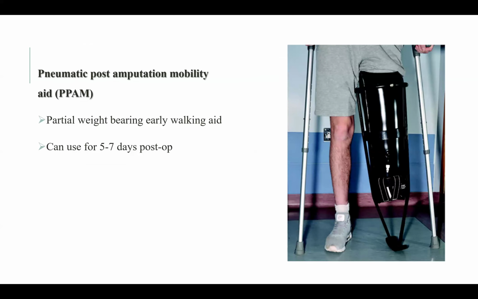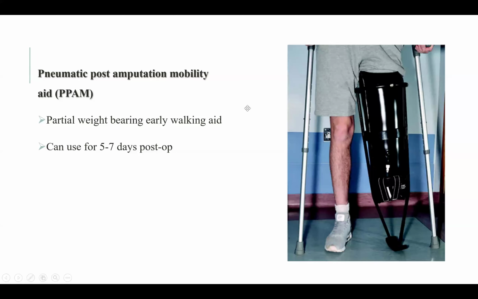And this is the pneumatic post amputation mobility aid (PPAM). This is a partial weight bearing aid, which can be used 5 to 7 days post-op. This reduces the limb edema and it prepares the limb for prosthesis. And this reduces hip and knee flexion contractures.